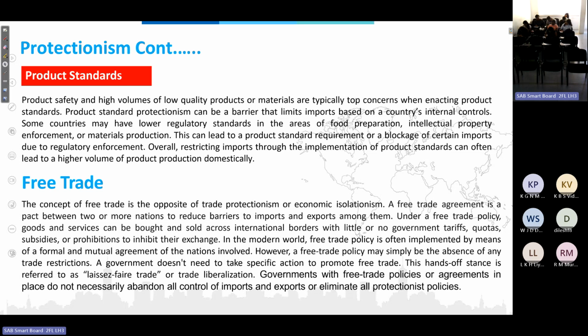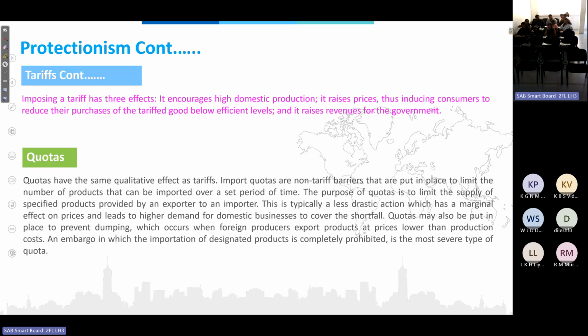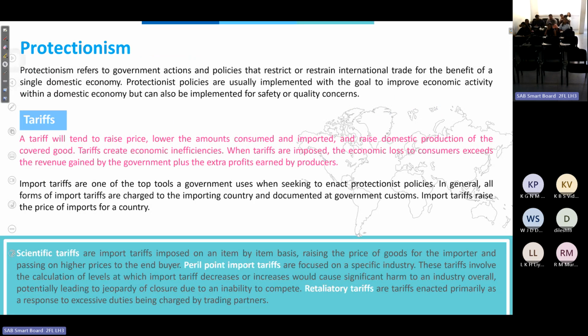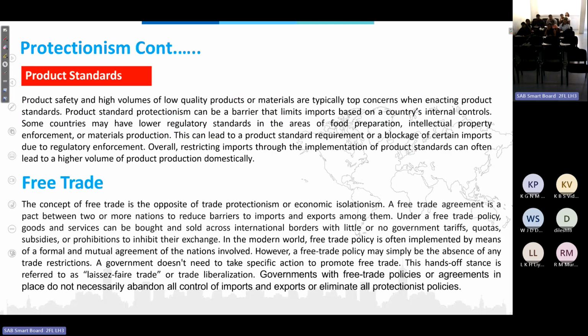This is highly practiced currently. This economic isolationism is very hard to pronounce. Okay, read this word, please. The concept of free trade is the opposite of trade protectionism or economic isolation. What is the word?